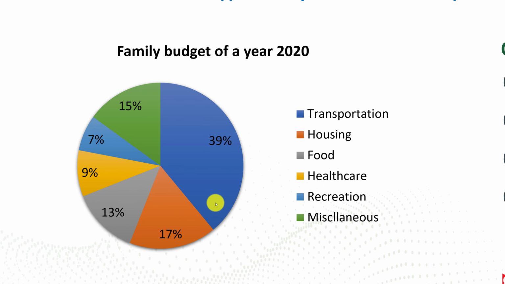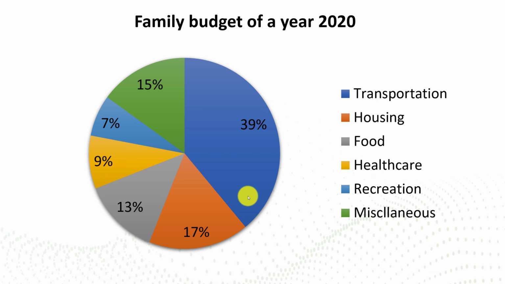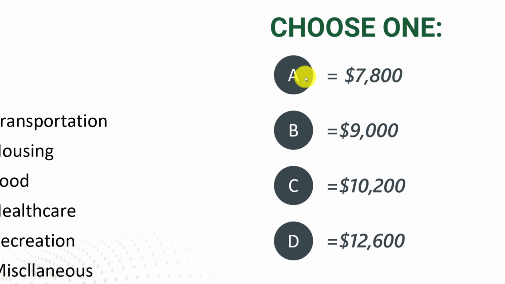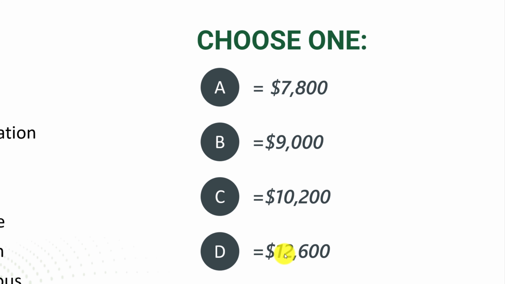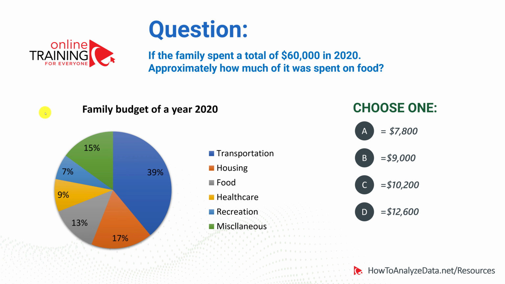You have a pie chart that you can see with the percentages of spending, and you have different spending categories. And there are four choices as usual: $7,800, $9,000, $10,200, or $12,600. Which one do you think is the right choice?